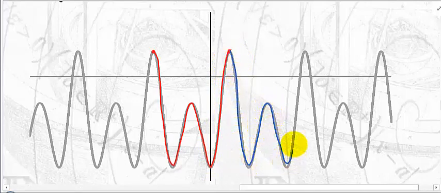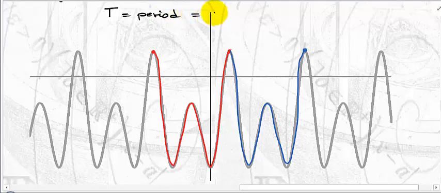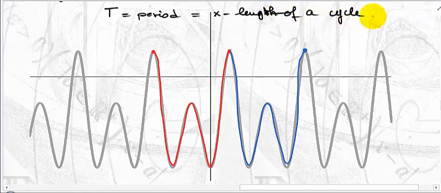And stop. Okay, all right. I'm going to define the period. The notation for period is t, okay? And this is what we call the period. And the period is a length, okay? The period is the x length of a cycle. It's the x length of a cycle.